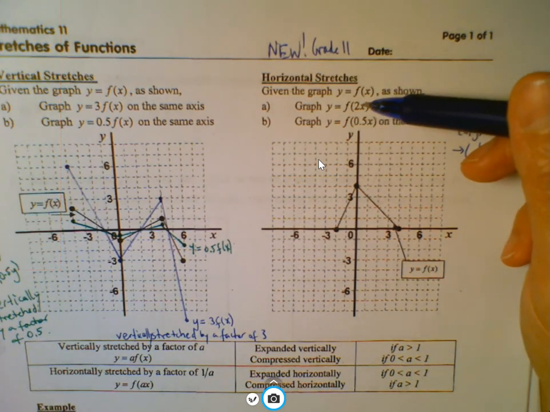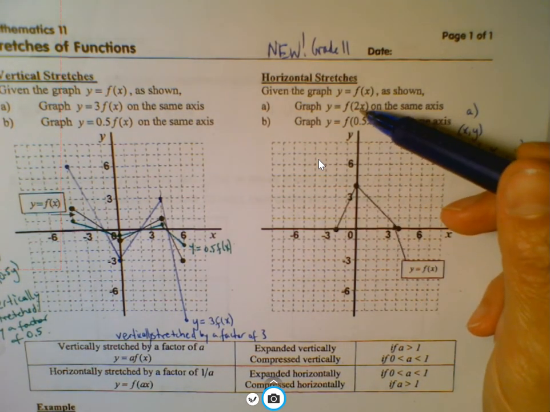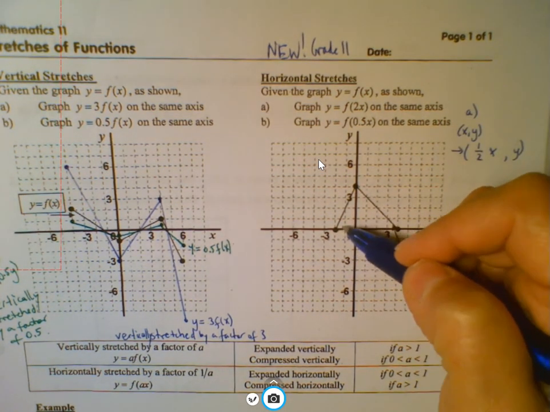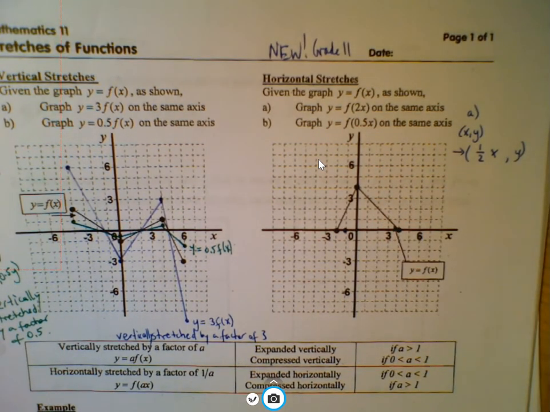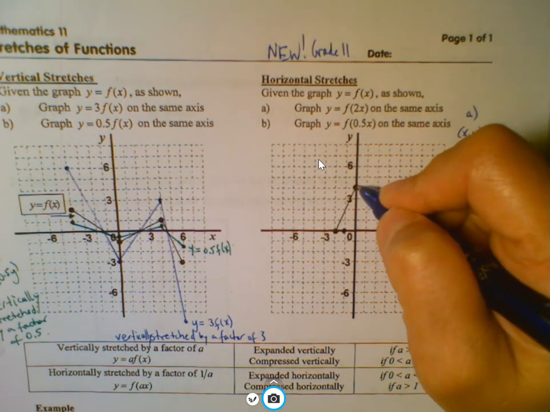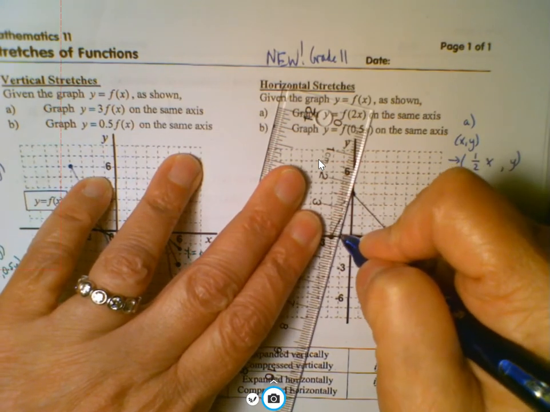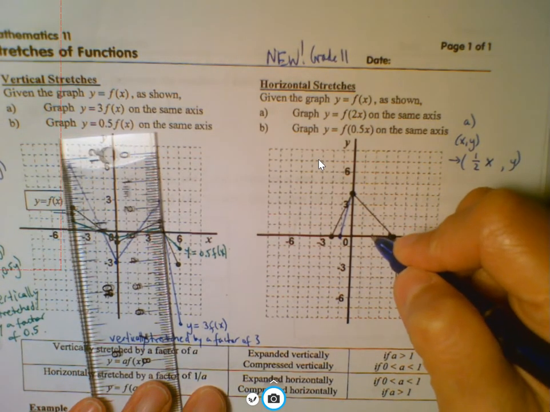So f of 2x, though it appears that it's going to get wider because of that 2, watch what happens. So I'm going to take this point. This is the point -2, 0, and I'm going to apply the mapping rule. So I'm going to get -1, 0. This is the point 0, 4. I'm going to apply the mapping rule. So half of 0 is still 0, and the y doesn't change. So I have this point 0, 4. Let me connect. Then there's this point 4, 0. So half of 4 is 2. So I'm going to have the point 2, 0.